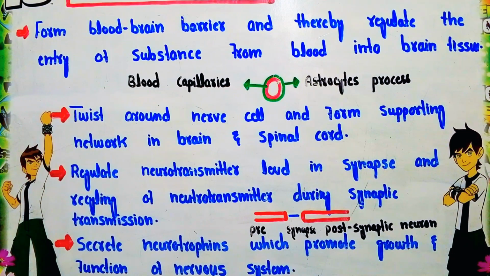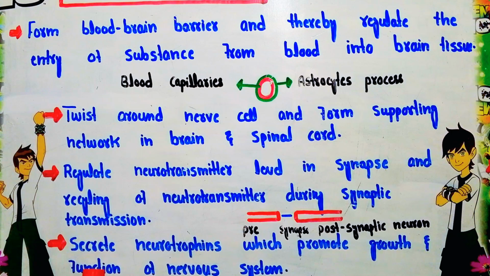Now the fourth and last function of the astrocyte cell is that it is able to secrete neurotrophins. What are neurotrophins? These are basically protein molecules or substances. So this astrocyte will secrete the neurotrophins, proteinous substances which promote the growth and function of the nervous system. That's why we say that the neuroglial cells are the supportive structure or cells of the nervous system.